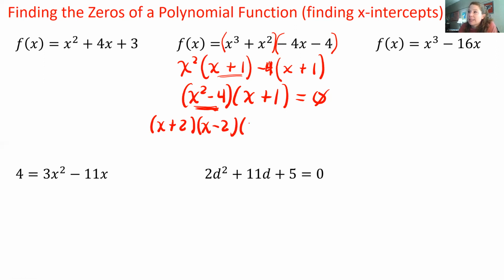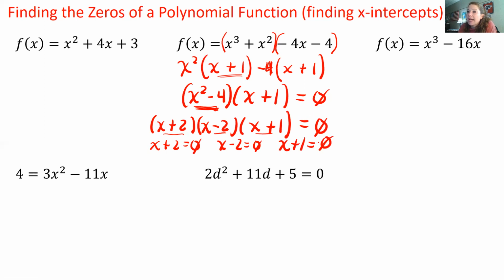And now I bring down the third one, right? So now I'm not going to actually have two answers. I'm going to have three answers, because if any of these is equal to 0, the whole expression is equal to 0. So I'm going to let x plus 2 equal 0. I'm going to let x minus 2 equal 0. And then I'm going to let x plus 1 equal 0. And then I have to solve for x 3 times.